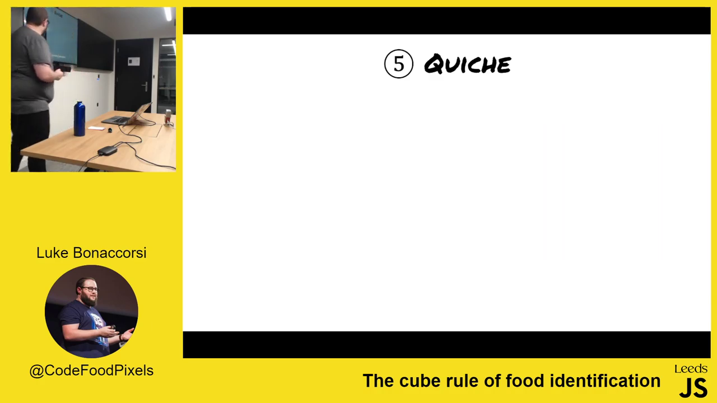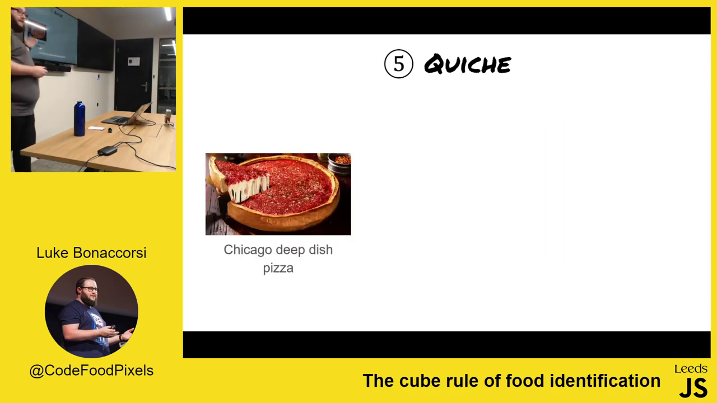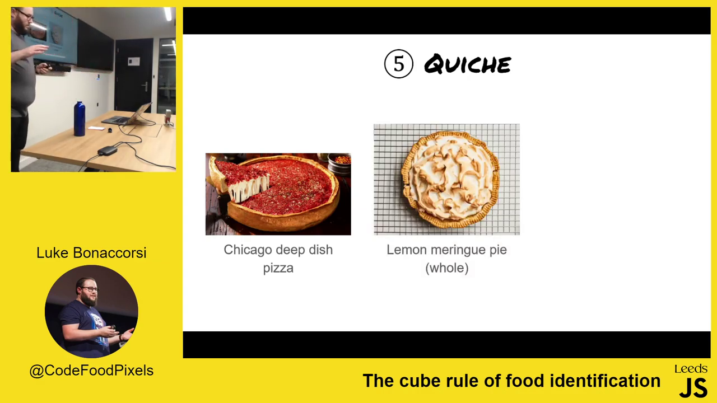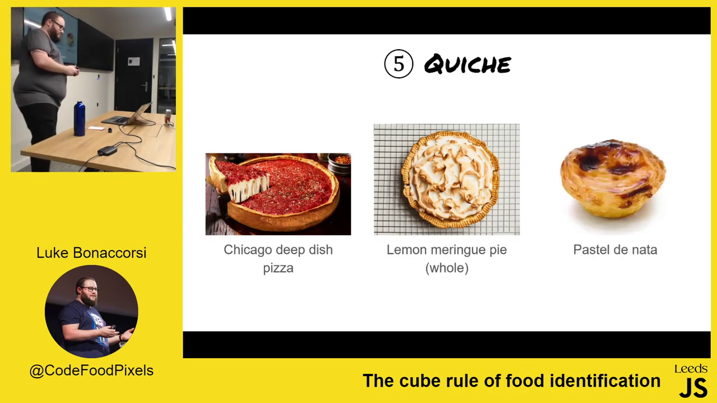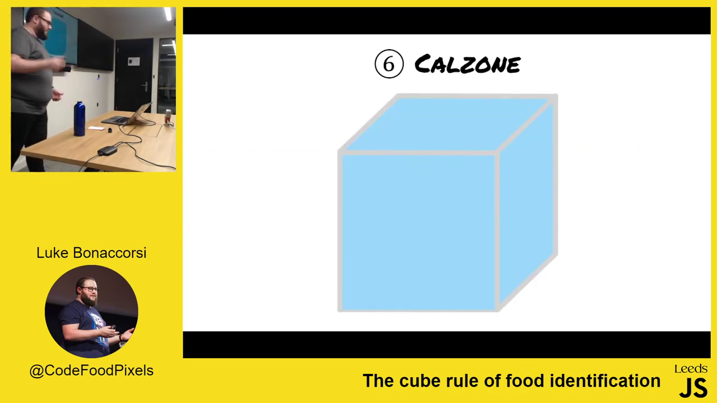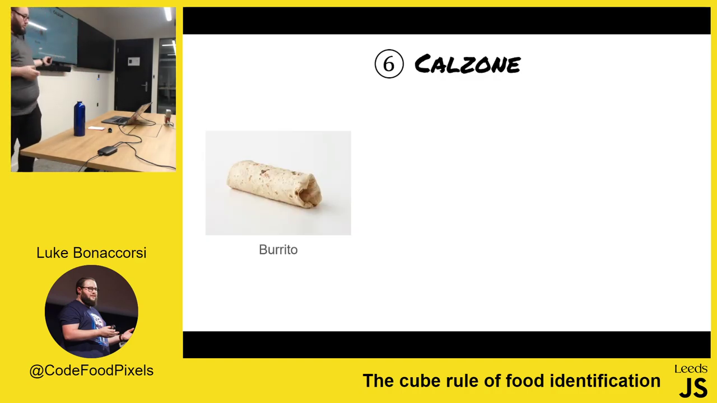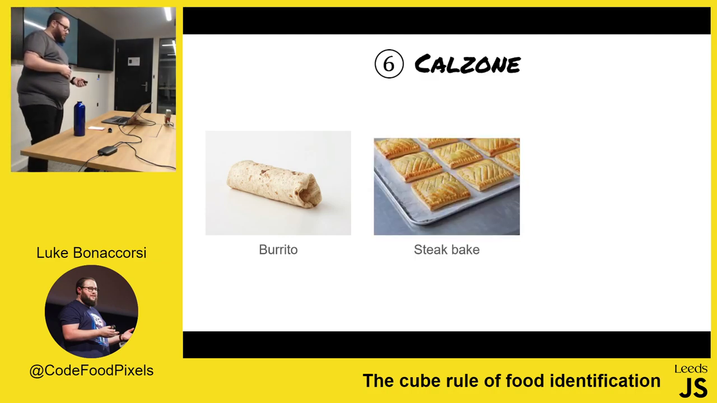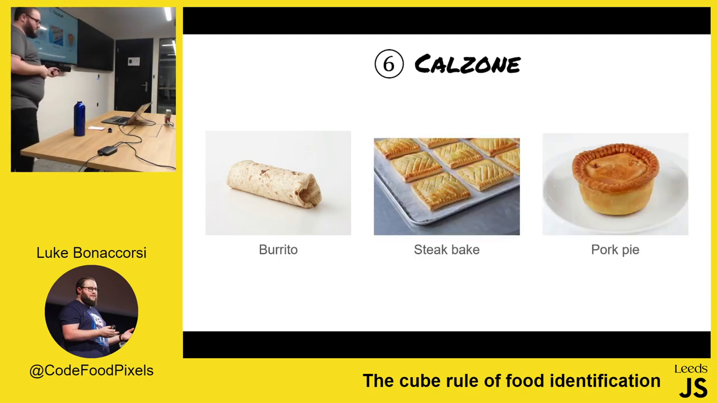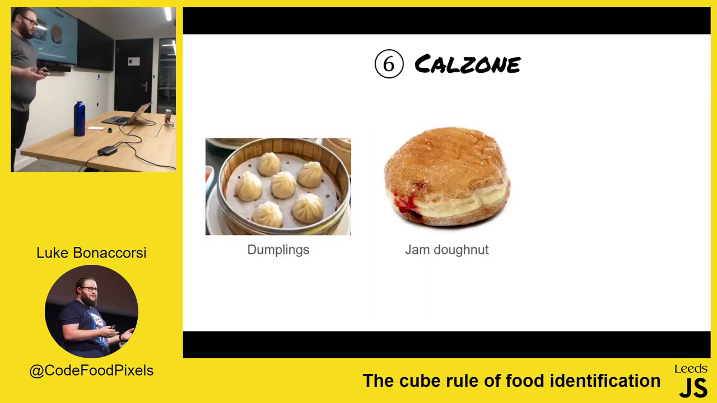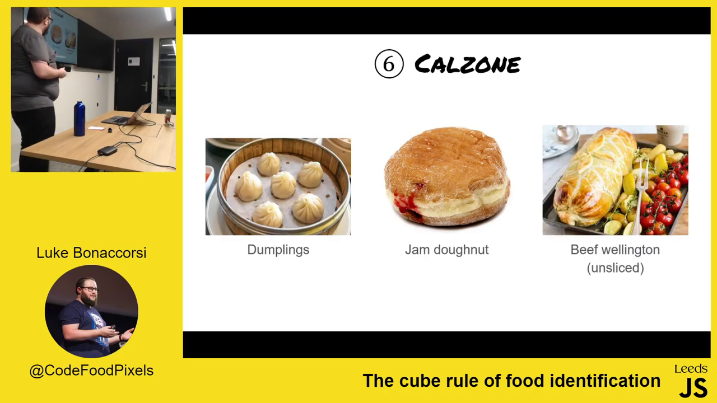We also have Chicago deep dish pizza. It's not a casserole, it's a quiche. A whole lemon meringue pie, so you can't slice it. And a pastel de nata. And then we have calzones. Calzones are completely encased. So this means stuff like burritos, or steak bakes, or pork pies, and dumplings, and jam donuts, and a whole unsliced beef Wellington. If you slice the beef Wellington, it becomes sushi.